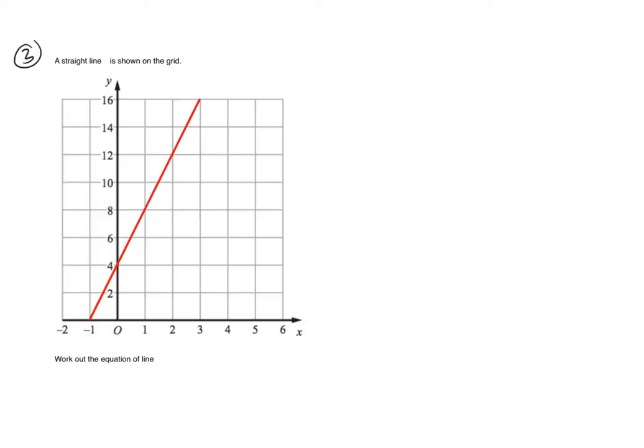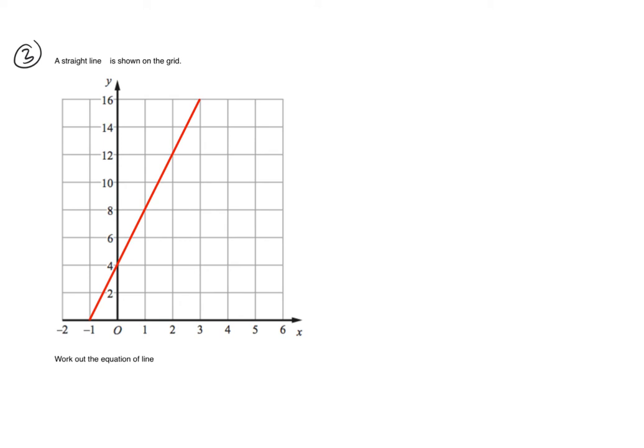In this one we have another line, but the slight difference here is the scale on the axes. The scale on this axis just goes 0, 1, 2, 3, 4, 5, so each square is worth 1. But note on the y-axis here, the scale goes up in 2s, so it goes 2, 4, 6, 8. If you don't notice that, you will get the question wrong.